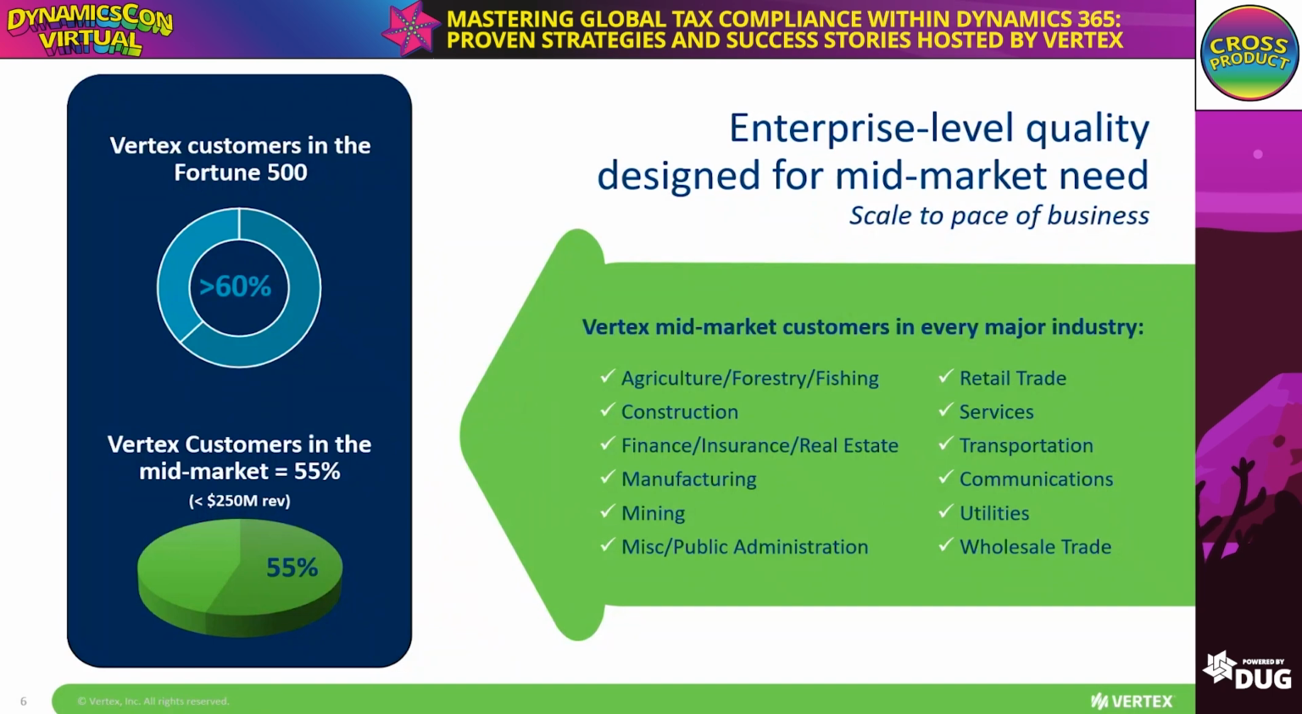We don't just support 60% of the Fortune 500, but over half of our customers are actually in the lower mid-market tier, so sub 250 million. Our pricing scales all the way down to 0 to 10 million in company size and revenue, which is great because you can take advantage of all of the capabilities and content of our solution through a scaled pricing model that makes sense for your business, but then also grow with us, knowing that we have those capabilities as your business grows and your tax requirements change.